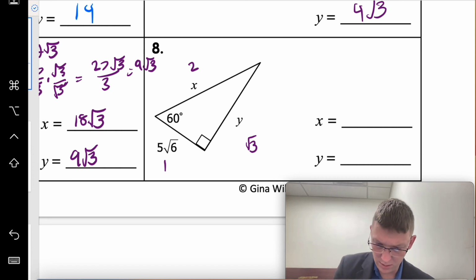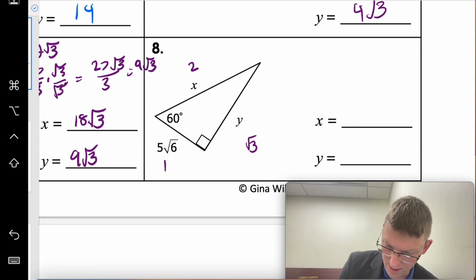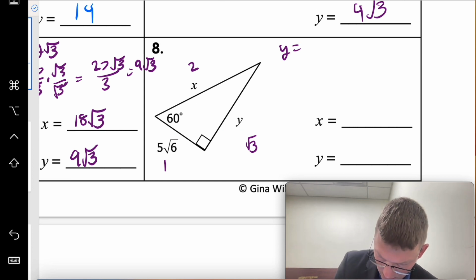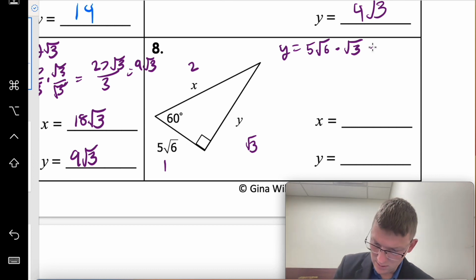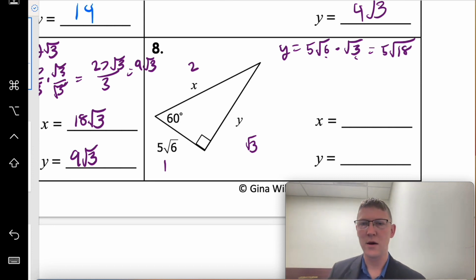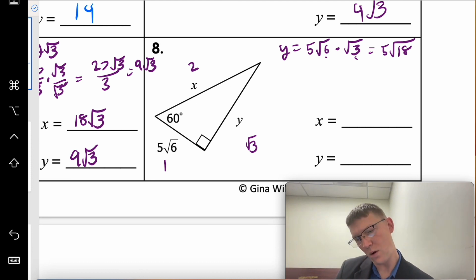This is our x right here. So our pattern says that our y is going to be this number times the square root of 3. So that means our y is going to be equal to 5 square root of 6 times square root of 3. And you should be able to do this. So this is going to be 5 square root of 18. We just multiplied the insides of the square roots together.